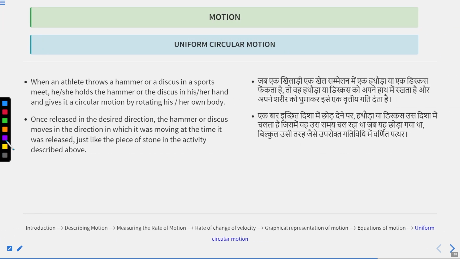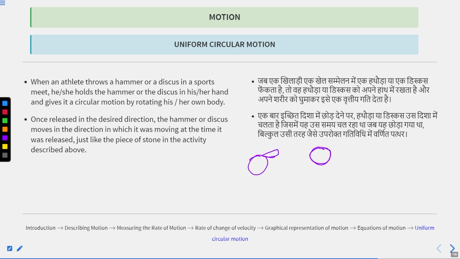Clear, class? When an athlete throws a hammer or a discus in a sports meet, if you ever watched the Olympics or any sports activity, you will see that there is a competition where athletes try to throw a discus. A discus is a circular plate. When you throw it at a certain angle, it will go the maximum distance.